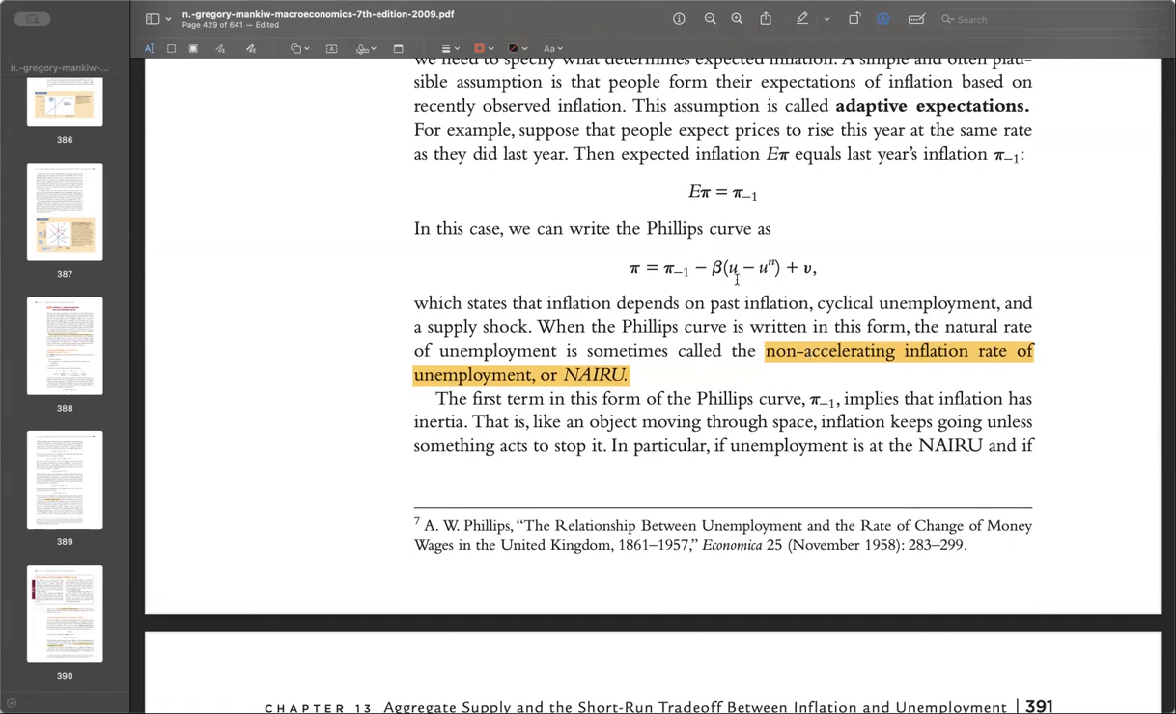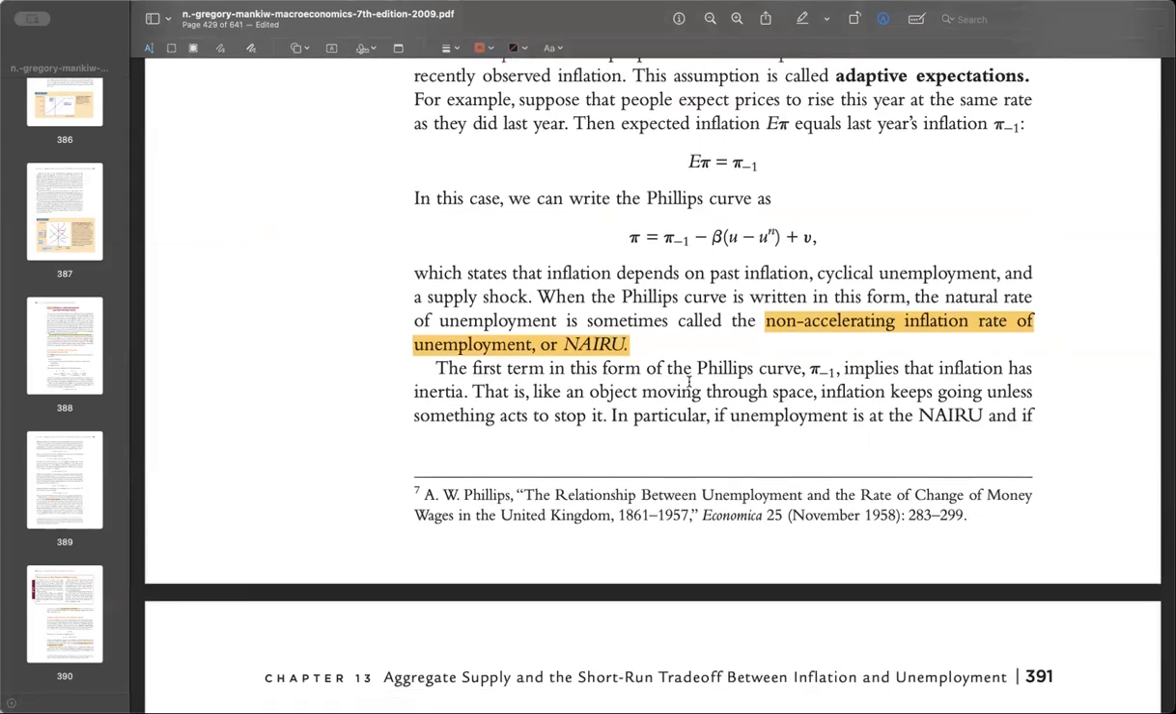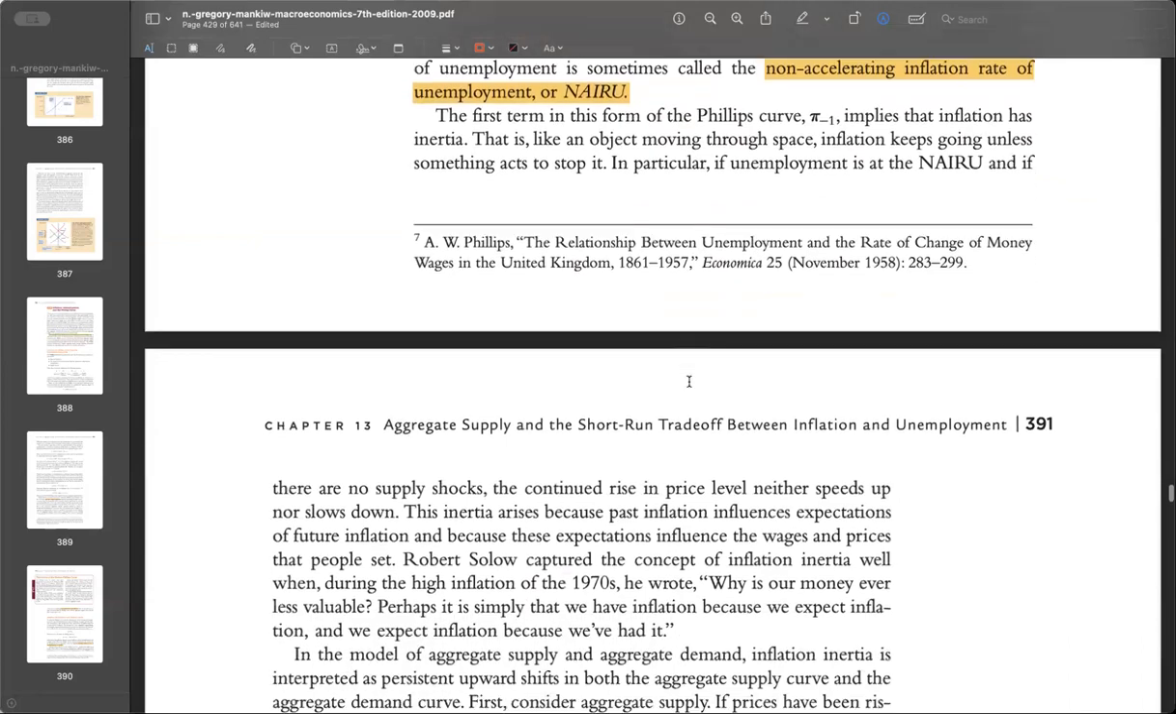inflation rate. Whenever U is greater than UN, then that requires an accelerating inflation rate, where pi, the inflation, which itself is the growth rate of the price level, is also by itself accelerating or growing. Okay. So that's why it's called the NAIRU.